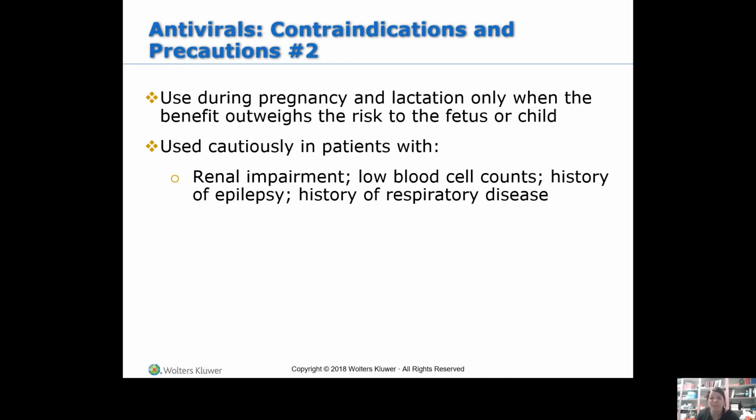If this infection is going to kill mom, if this virus is going to kill mom before she births baby, a lot of times we have to take those chances with those risk benefits. So no, it's a risk-benefit thing.